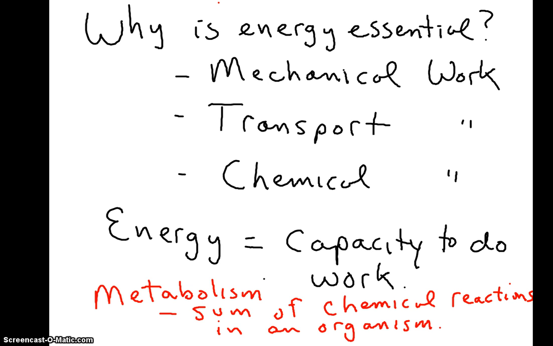So the energy is just the capacity to do work. It allows living systems to carry out mechanical, transport, or chemical work. And all of these together give us metabolism. So the sum of chemical reactions in an organism is called its metabolism. So that is the digestion, using energy from digestion for movement and such.